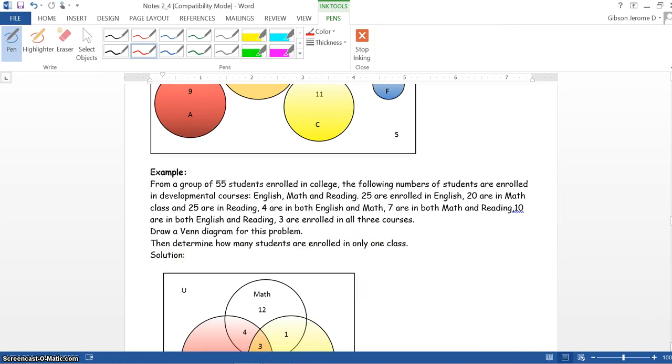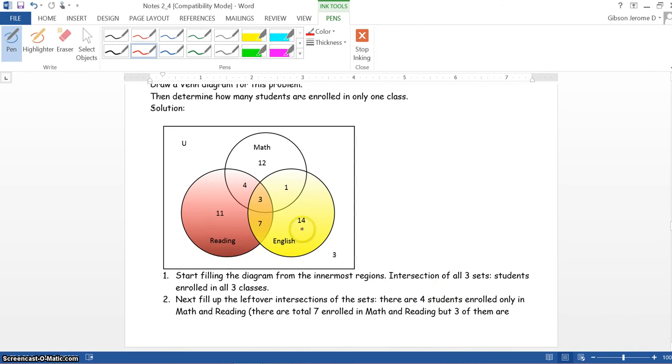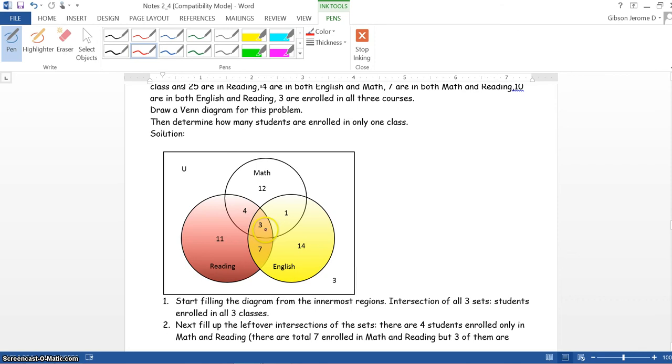Now as you see, we have the Venn diagram provided for us. We are going to get into drawing the Venn diagrams ourselves, but right now we have this diagram here. It says, number 1, start filling the diagram from the innermost regions, the intersection of all 3 sets, students enrolled in all 3 classes. If you notice, it's only 3 students that are enrolled in all 3. So we're told to start here.